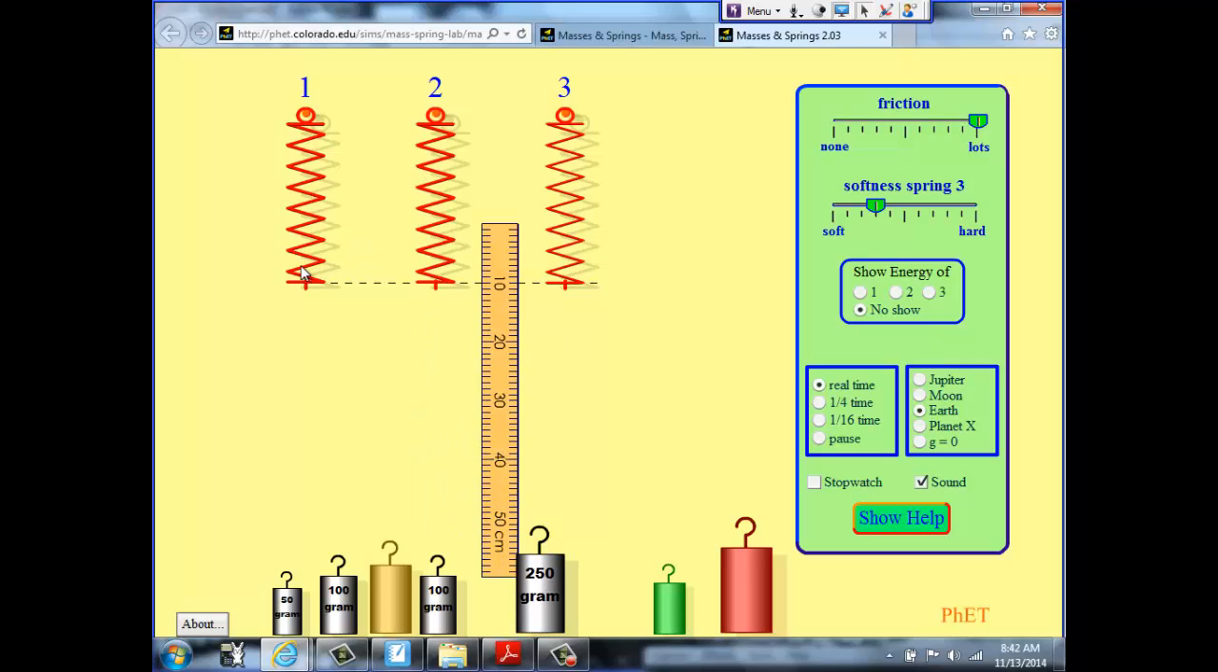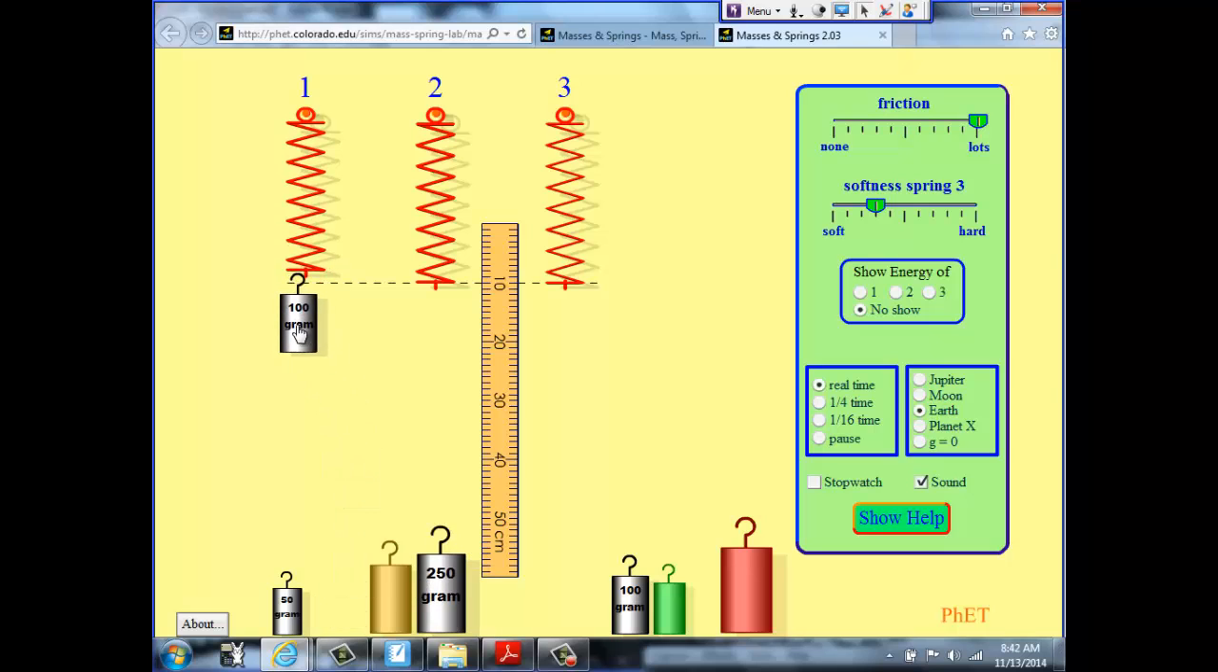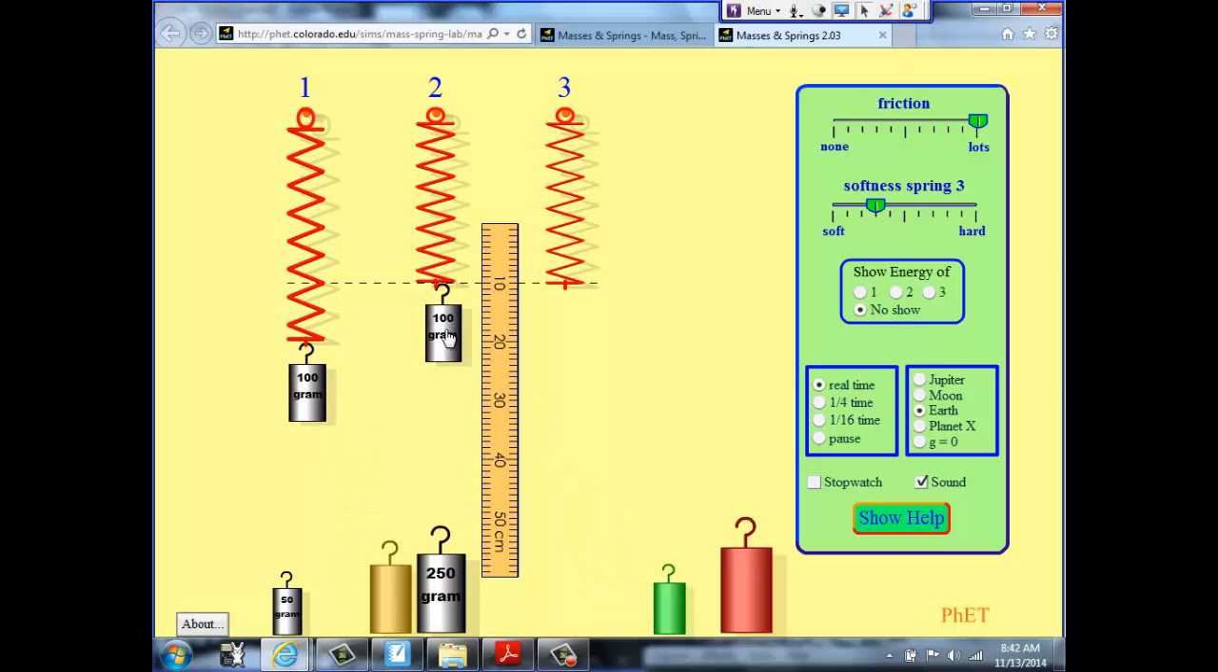Both of spring 1 and 2 actually have the exact same spring constant, and I know that because when I hang a 100 gram mass off of both of them, they both go the same distance. Does that make sense? So essentially what I know is that for spring 1 and for spring 2, their K constants must be the same as each other. I don't know what those K constants are, but I know they're the same. Does that make sense so far?